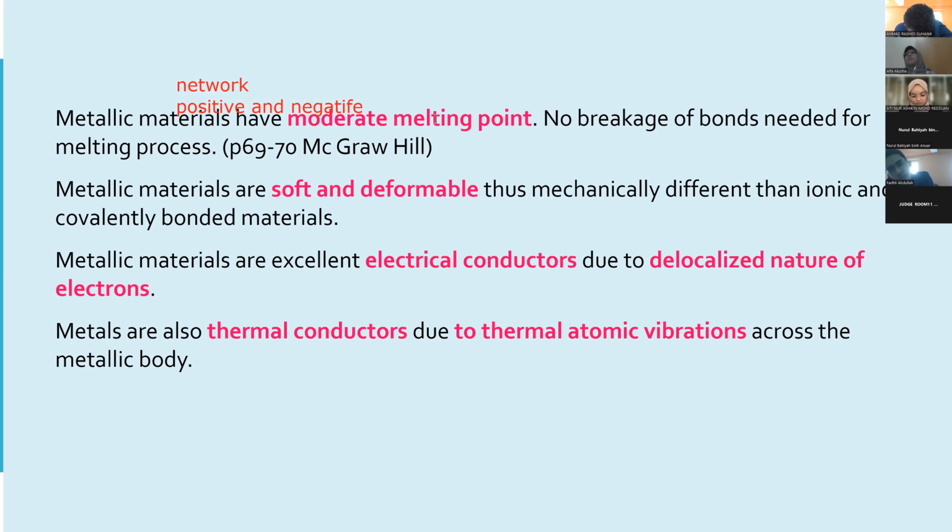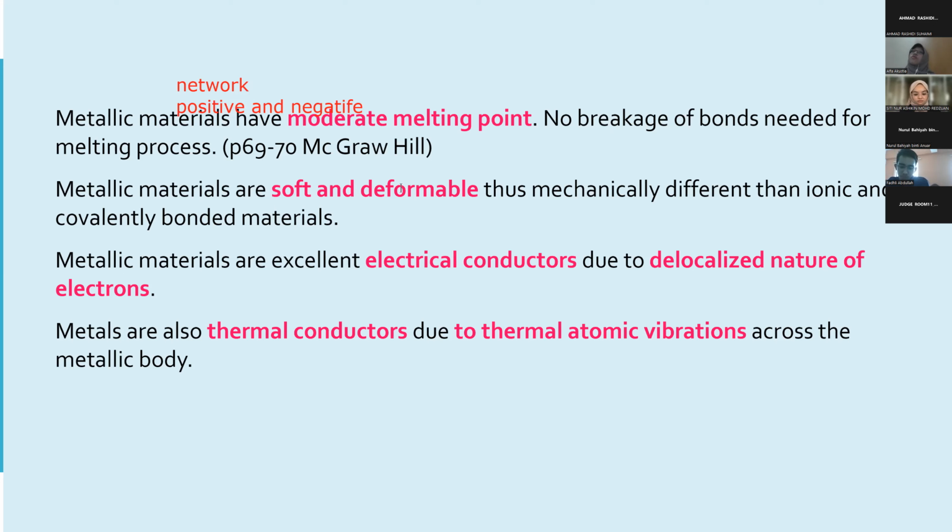Ionic solids have a high melting point because breakage of bonds is needed for the melting process. In ionic solids, to melt, we have to break bonds. We require high energy to break the bonds. But in metallic material, it's not necessary to break the bonds because there are no such bonds over there.